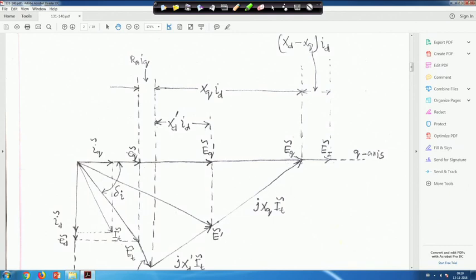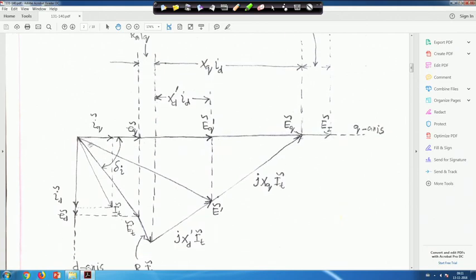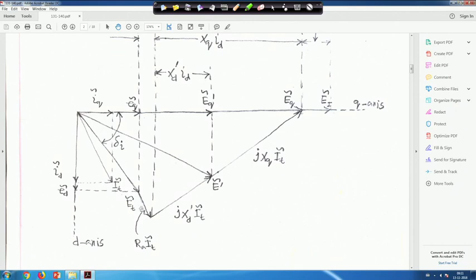Similarly, this is your E_q tilde, this is E_q dash tilde. So, it is basically small E_q tilde plus R_a I_q plus x_d dash I_d. And from here to here, this distance is x_q I_d, and this is your current I_t tilde. And this is your voltage E_t tilde, this portion is R_a I_t tilde, this portion is j x_d dash I_t tilde, this is your E dash tilde, and this is j x_q I_t tilde.